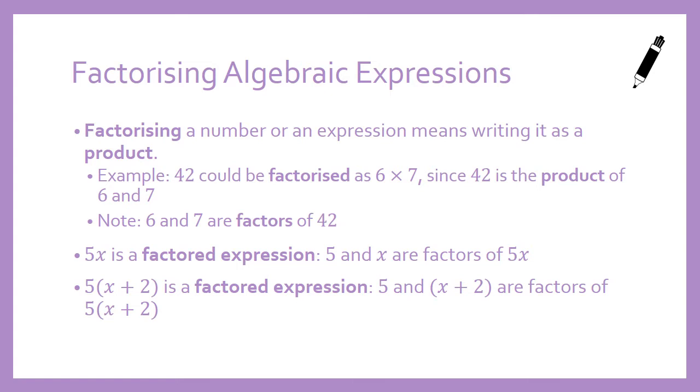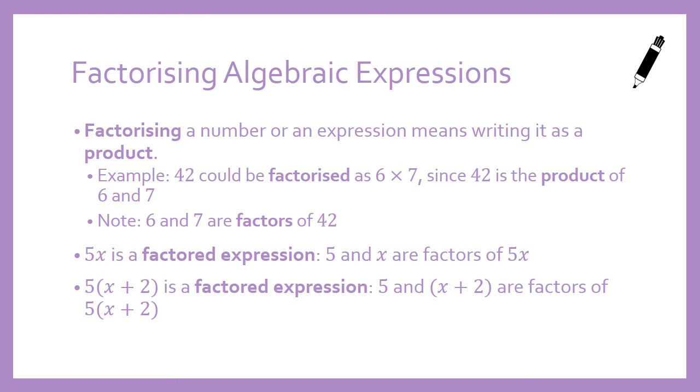So when we are factorizing a number or an expression, it means writing it as a product. So 42 could be factorized as 6 times 7, since 42 is the product of 6 and 7. So you want to make a note there that 6 and 7 are factors of 42. So 5x is a factored expression. 5 and x are factors of 5x. So that's pretty intuitive, that makes a lot of sense.